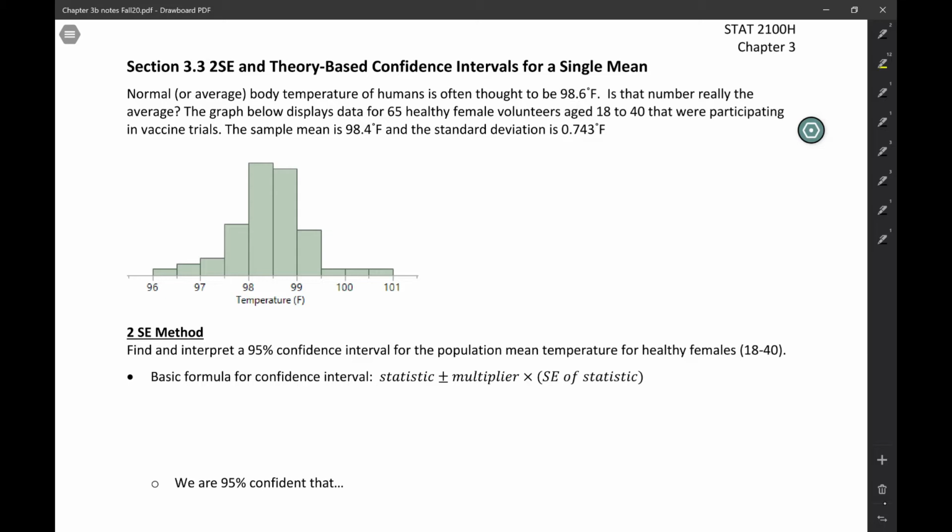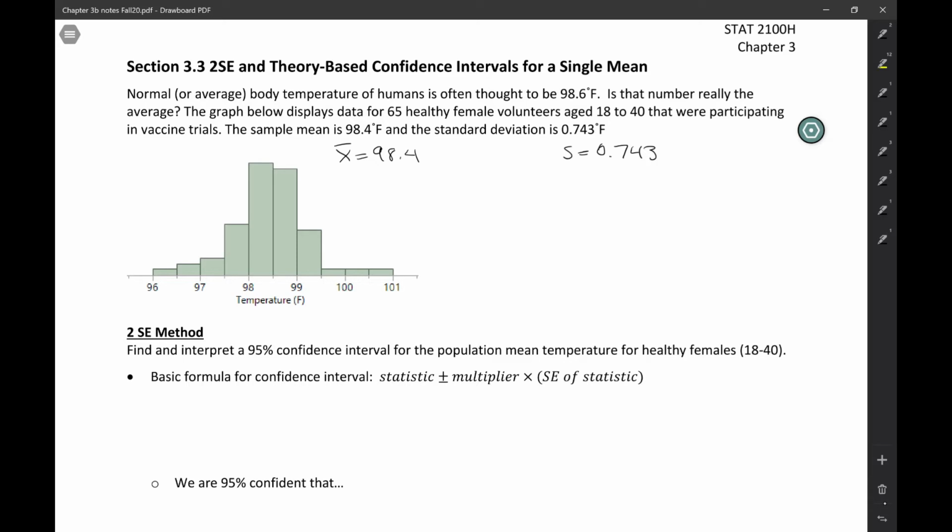So we have data for 65 healthy female volunteers, 18 to 40, that were participating in vaccine trials. And the sample mean for this group is 98.4 degrees, and the standard deviation is 0.743. So we're going to use symbols for that. For the sample mean, we write that as x bar, so that's 98.4. And the sample standard deviation, we write that as just s, so that's 0.743.